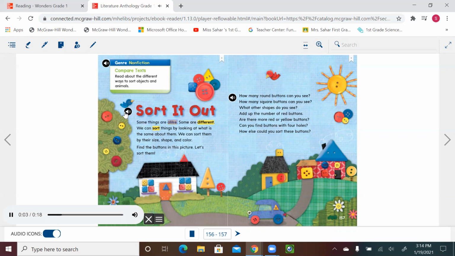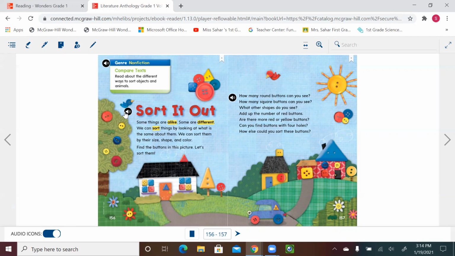Some things are alike, some are different. We can sort things by looking at what is the same about them. We can sort them by their size, shape, and color. Find the buttons in this picture. Let's sort them.